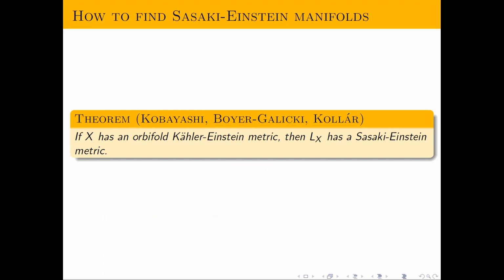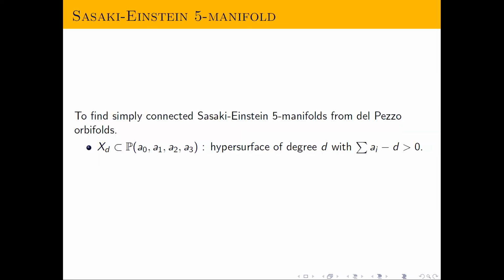All right, then what Kobayashi, Boyer, Galicki, and Kollár proved is the following. If X has a Kähler-Einstein orbifold metric downstairs, then this link has the Sasaki-Einstein metric. So that's the way to construct the Sasaki-Einstein metric on the link. All right, so to find the simply connected Sasaki-Einstein 5-manifolds from their Fano orbifolds, as before, we consider this weighted surface in weighted projective space P(a0, a1, a2, a3), with this final condition.